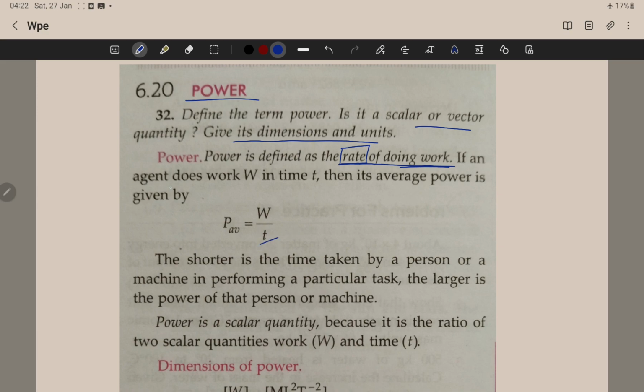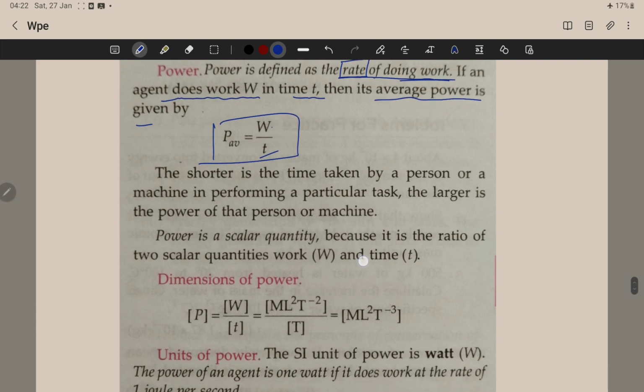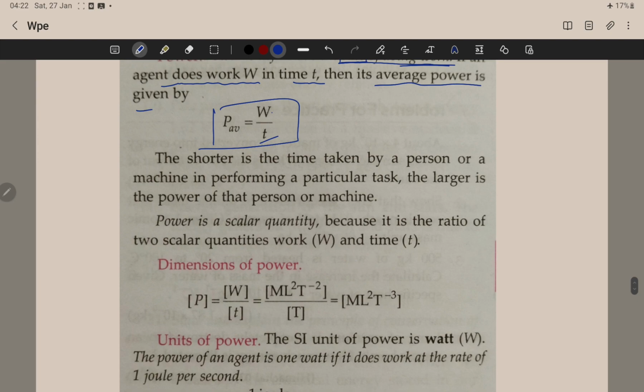So power is related to time. If an agent does work W in time t, then its average power is given by work per unit time, the rate of doing the work. The shorter the time taken by a person or a machine to perform a particular task, the larger is the power of that person or machine. So power and time are inversely proportional. If time is less, the person or machine has more power. If time is more, then it has less power.